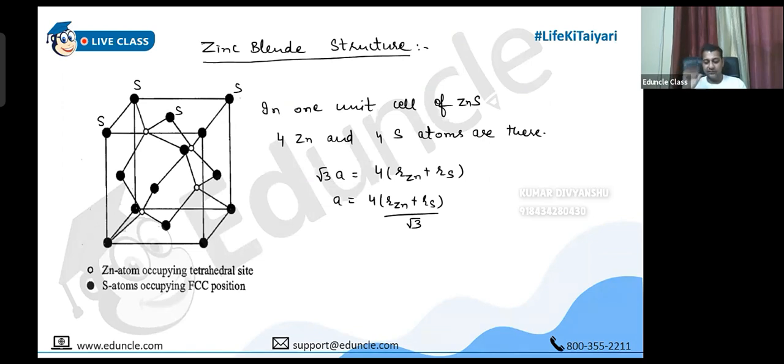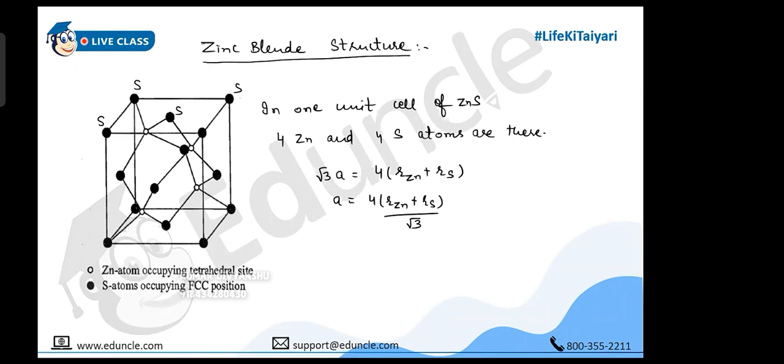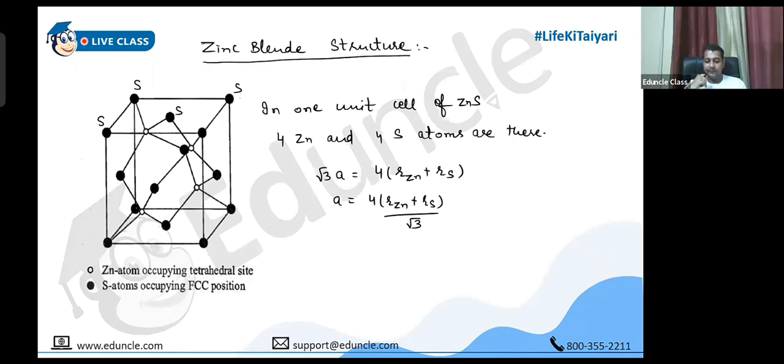You will take half of this. Okay. Clear? Now calculate the packing fraction. So nearest neighbors are again 4, because it is similar to that diamond one. Means each zinc atom has 4 nearest neighbor sulfur atoms, and each sulfur atom has 4 nearest neighbor zinc atoms, like that.